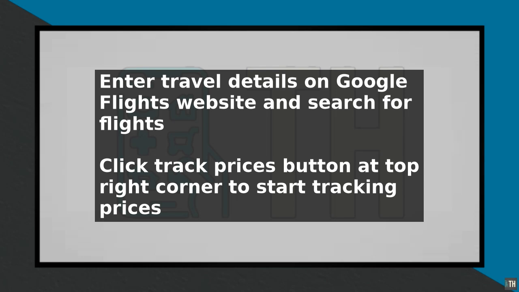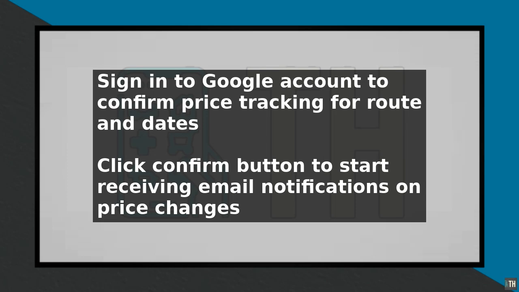Next, click on the Track Prices button at the top right corner of the page. This button is usually labeled as Track Prices and may be represented by a bell icon. Clicking on this button will prompt you to sign in to your Google account if you are not already signed in. After signing in, you will be asked to confirm that you want to track prices for your specified route and travel dates. Click on the Confirm button to start tracking prices.